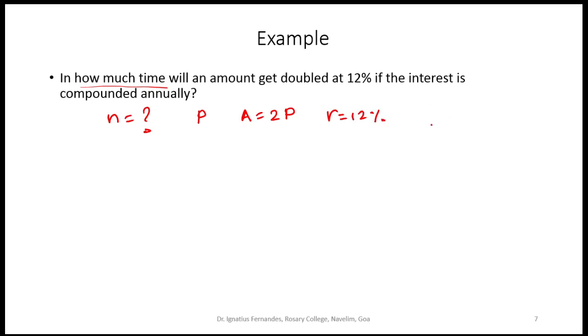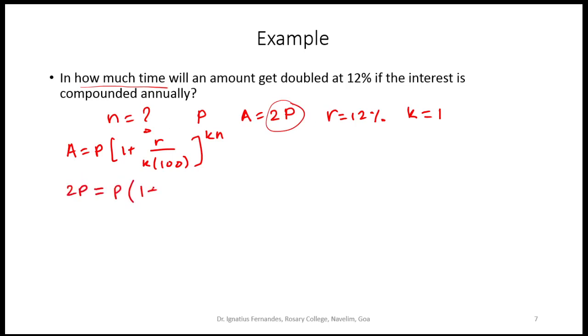So R is equal to 12, okay, and the interest is compounded annually, so K is equal to 1. So we want to find out how much time it takes. So we know that A is equal to P into 1 plus R upon K into 100 raised to K into N. We want the total amount that we get to be doubled, so twice of the principal amount. So 2 times P is equal to P into 1 plus R, 12, upon K, 1, raised to K into N. So 1 into N is equal to N, which is what we are finding.